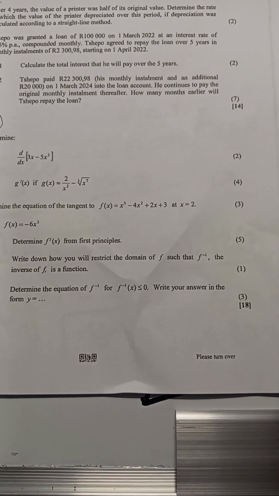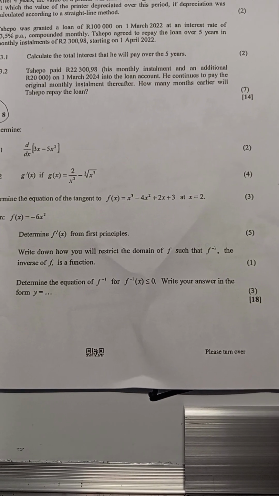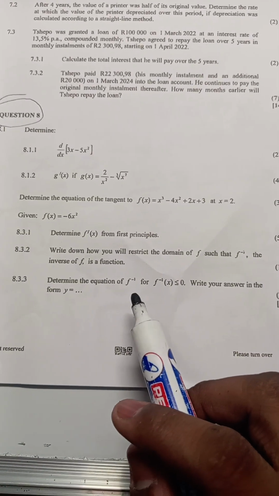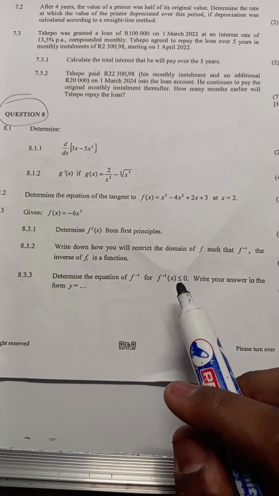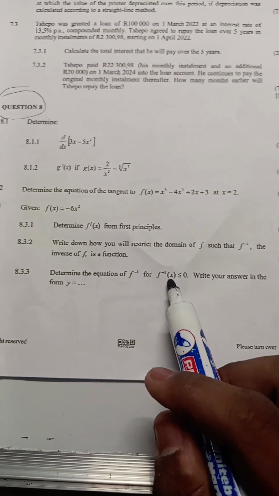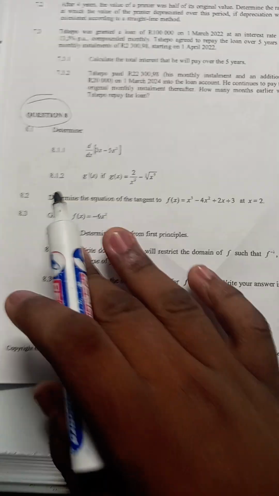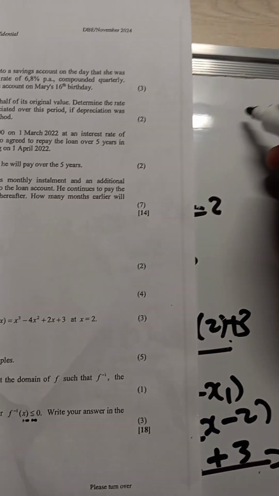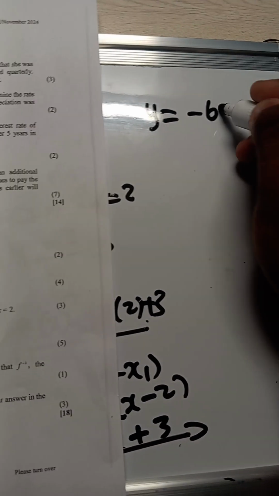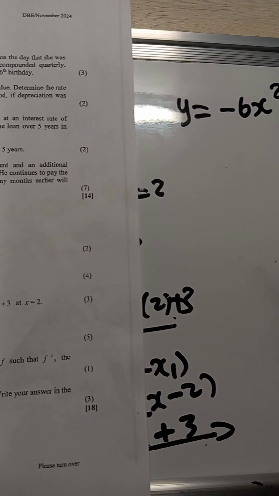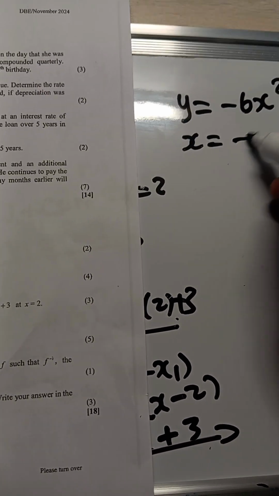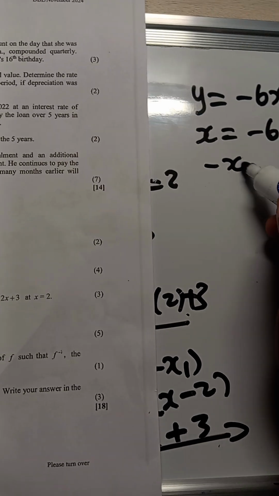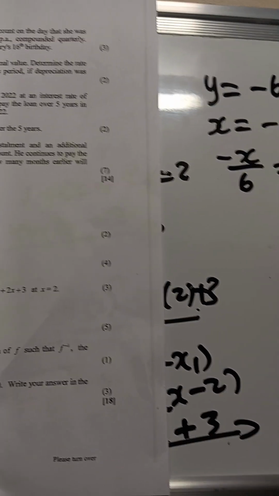18 marks. Wow. Because of these 5 marks. Determine the equation of the inverse whereby x is less than or equal to 0. They gave us a condition there. So since they want that, I'm going to start with y equals negative 6x squared. Swap x and y. x equals negative 6y squared. Then I'm going to divide everything by negative 6.